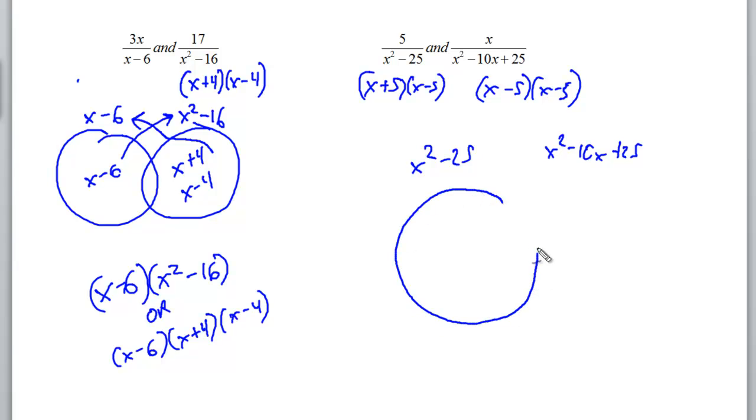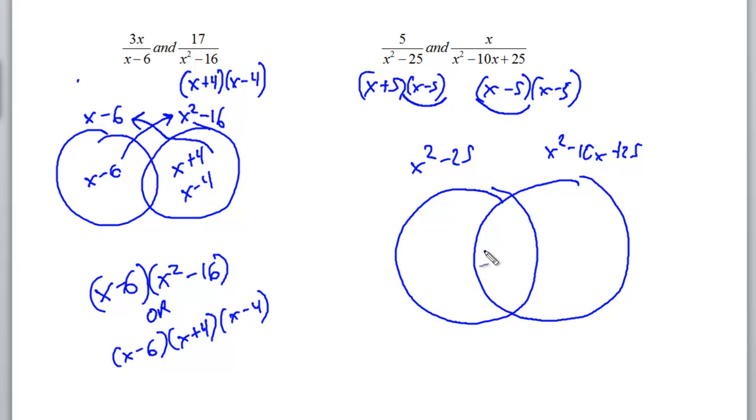Now I make my huge overlapping, notice I have some bigger overlap there with the Venn diagram. I notice that this can be factored into x plus 5, x minus 5, and this can be factored into x minus 5, x minus 5. Do these two have anything in common? Well, they do. This one has an x minus 5, and this one also has an x minus 5, so they at least have that in common. But what's left over here is an x plus 5, which now if you focus on the left circle makes x squared minus 25. And this has an extra x minus 5.